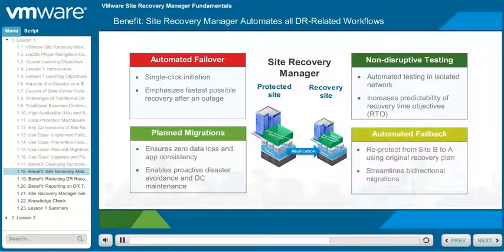Another great feature mentioned earlier in the course is the ability to not only fail over, but to automate the failback process after the need for the failover has passed. This makes bidirectional migrations much easier and also helps return to normal operations after the disaster has passed, or potential disaster in the event of a planned migration.